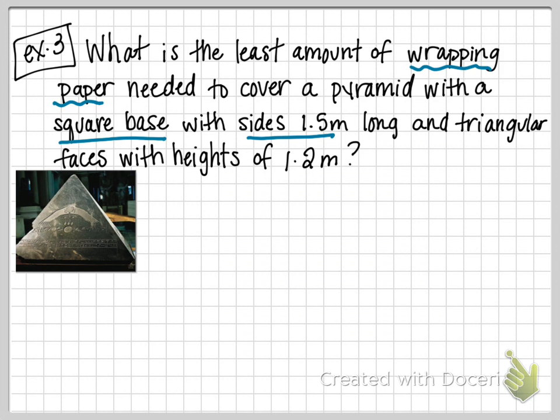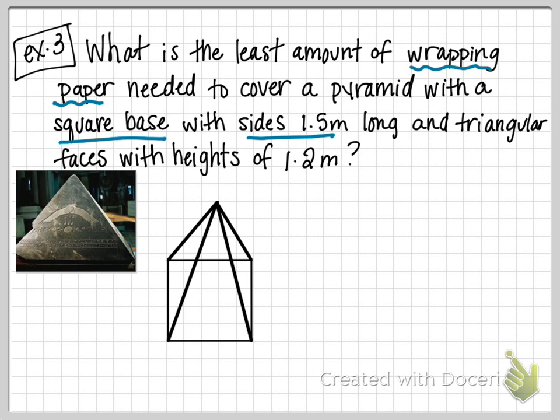Let's draw it. What shape is our base? Square. Start with your square base. Then draw your point because it's a pyramid and connect. So this is what this thing actually looks like. We can't really see the base in the picture. From here, we can label. How long are the square sides? 1.5 meters. Good. So 1.5 all around.